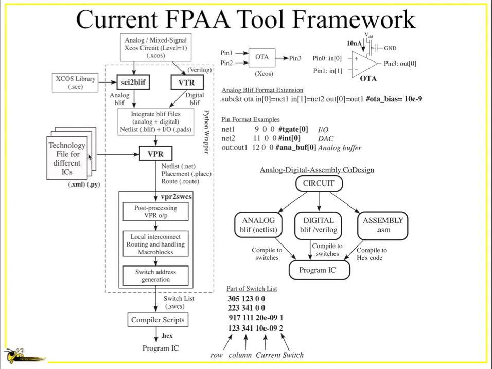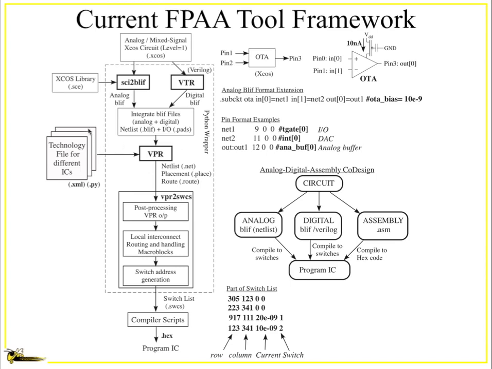So this is the flow of our FPAA tool framework. At one level, you see that everything comes out as sort of a Scilab XCOS kind of framework. At a low level, we get out basically a switch list, which will allow us, with our targeting scripts and then assembly language that we put on the processor to do the programming, to basically program the chip. In the middle, you'll see that we actually utilize VPR, and we take VPR and then add and extend a lot of things around it.